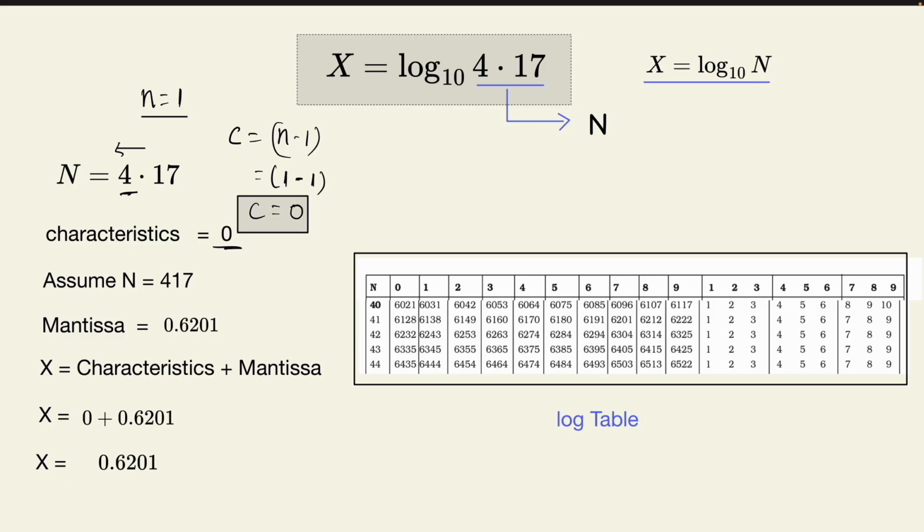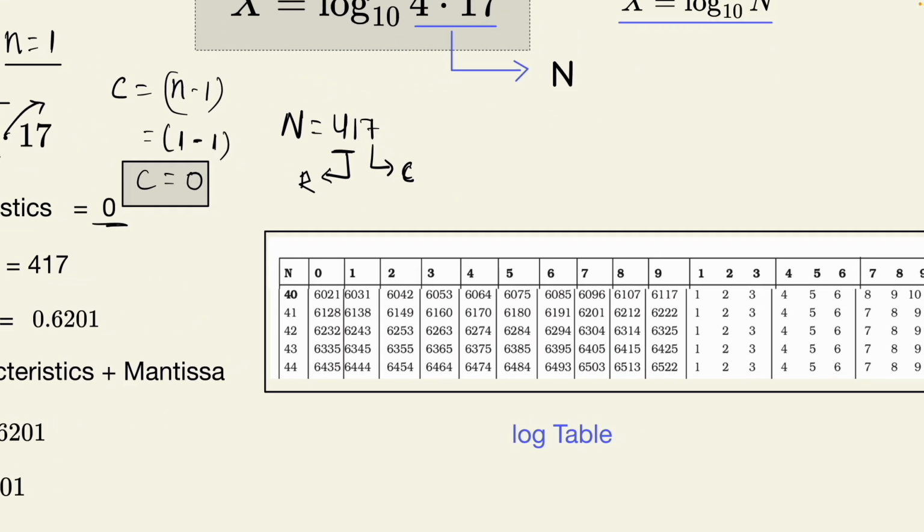Now we got the characteristic value. Second work is to find the Mantissa. So now here we will remove this decimal and n is equal to 417. So first two numbers represent what? They represent row. And the third one represents the column. So we will go to the, let's zoom this one.